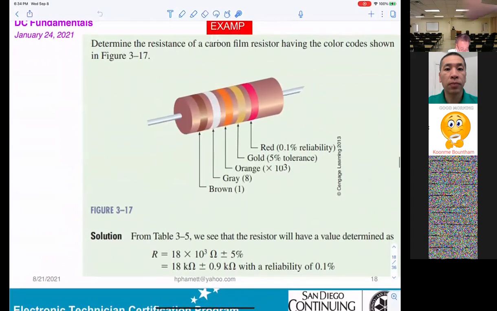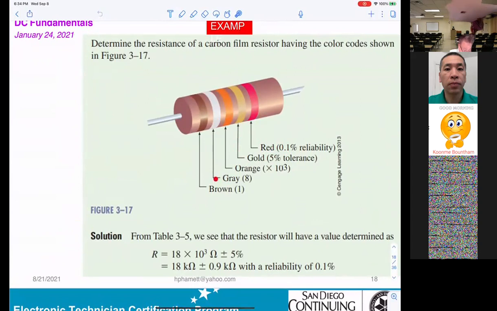Now, if I get this one, the first band is brown, the second is gray, the next is orange, and the last one here is gold. We don't care about this part right here. Now try to find out what the value is.